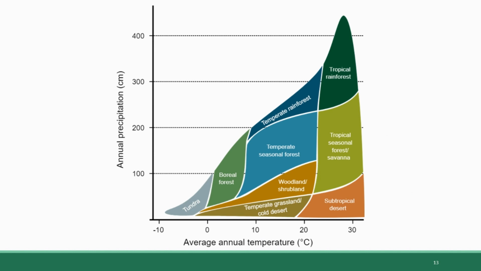High temperatures and somewhat lower precipitation levels yield tropical seasonal forests or savannas, and then high temperatures with low precipitation is a subtropical desert. That's where we are. And then looking at slightly lower temperatures, the wettest biomes in the mid-range temperatures are temperate rainforests. Slightly drier than that are temperate seasonal forests, then woodland/shrubland, then temperate grassland and cold deserts. And then among the coldest biomes are boreal forests and tundras at the farthest left part of the temperature scale.